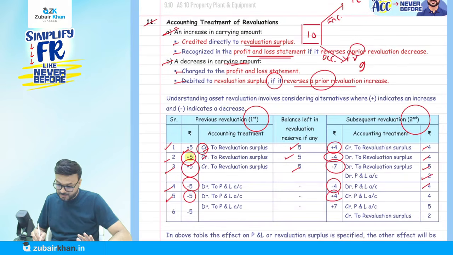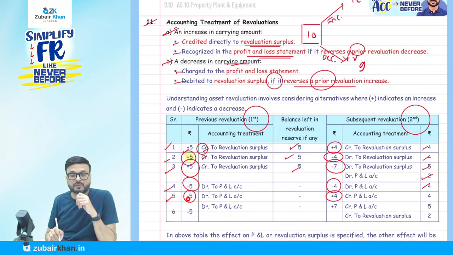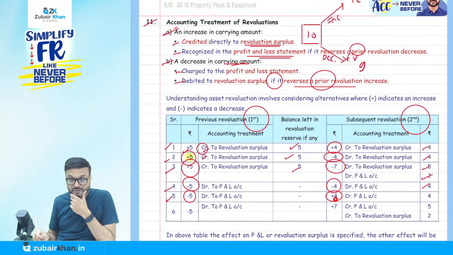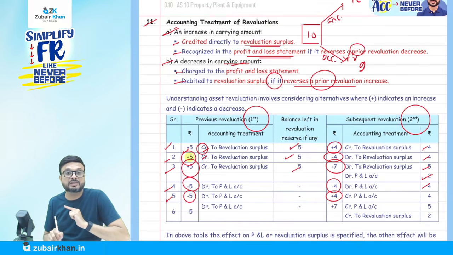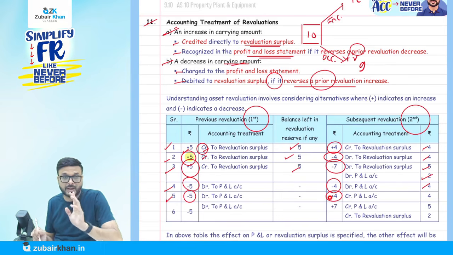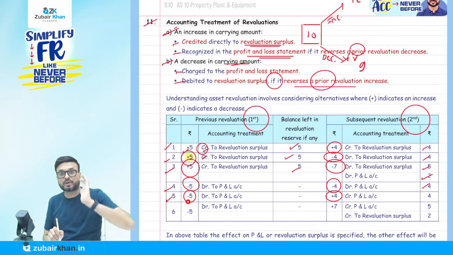Okay. Now it is increased by 5. Now this is interesting. In my first revaluation it goes down by 5. So what we have done: P&L account debited and PP credited. Now it increases by 5. So we cannot credit to revaluation surplus, because previously it was debited to P&L. So the maximum we can credit to P&L is 5. If it reverses the prior revaluation decrease, I cannot credit to revaluation, because I'm reversing what we debited to the P&L account. So when value increases, the maximum we can credit to P&L account is 5.